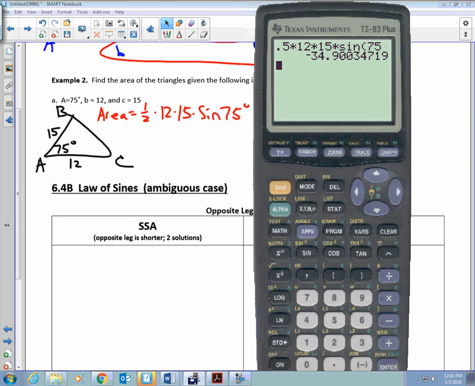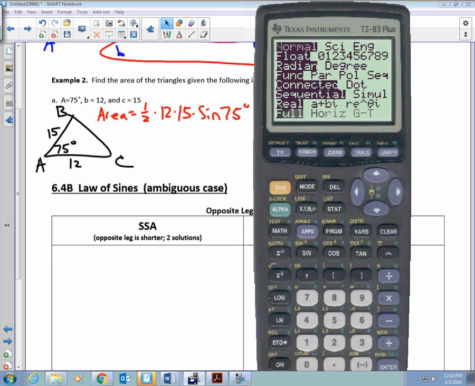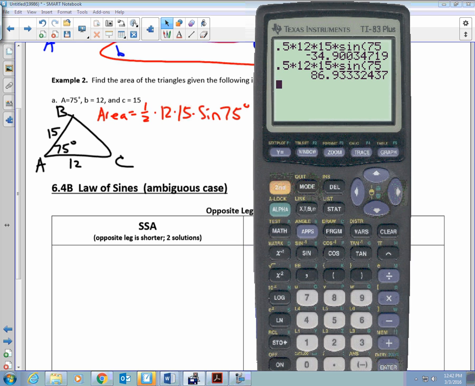Oh boy. Nope. Somebody else? What did I do to my calculator? I reset it, so therefore, it's sitting in radians. Second entry. 8693. You do the second one on your own. Go.